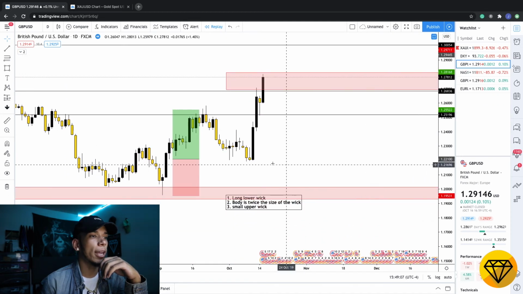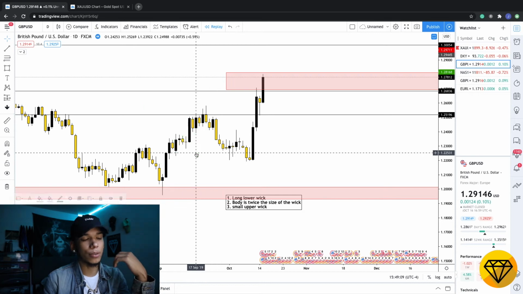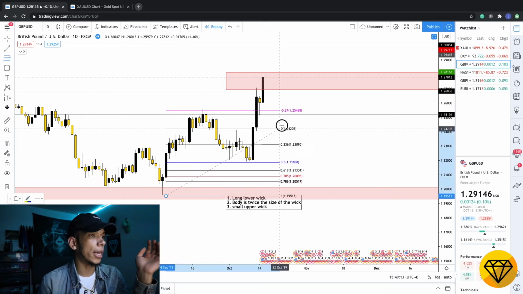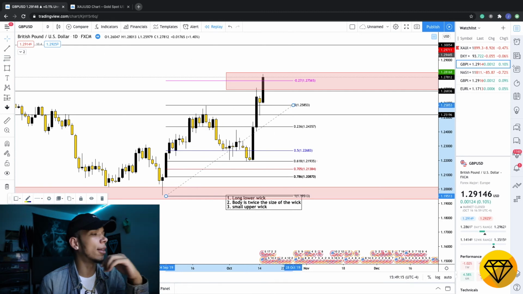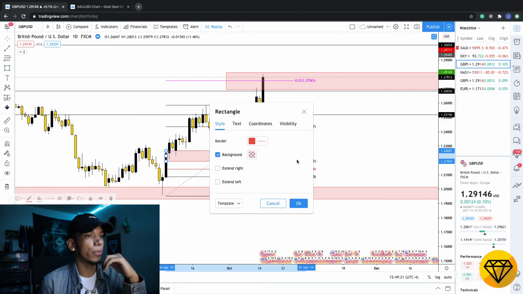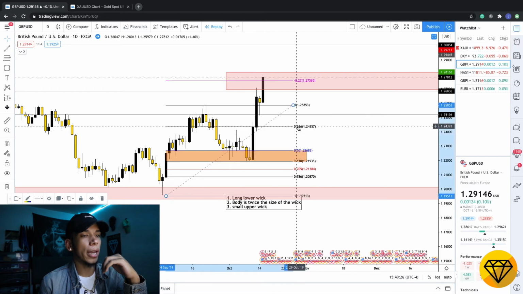You could have even waited for this retracement. Now I'm gonna get into the Fibonacci retracement. So let me not do that. But let's real quick highlight the golden zone. Highlight it. Boom. You know what I'm saying? Pow. I'm not going to touch on this.